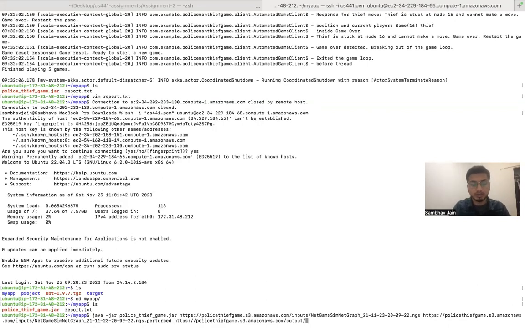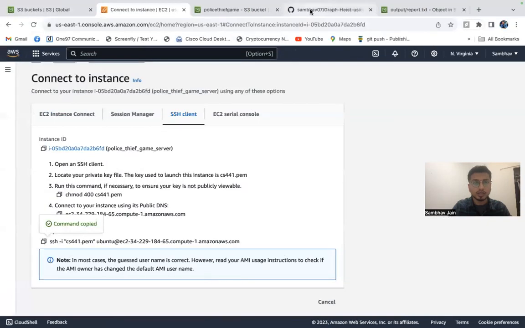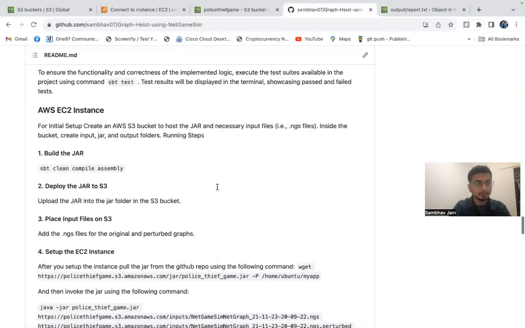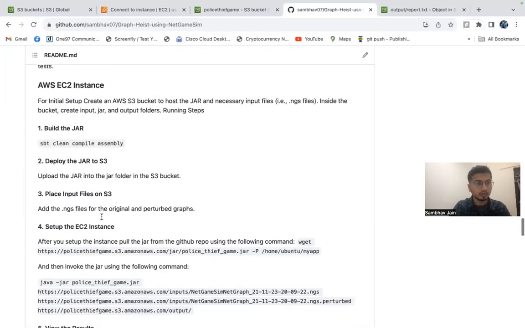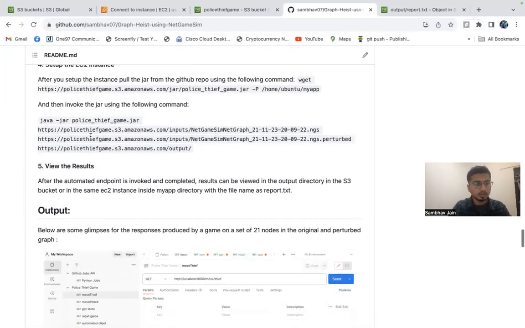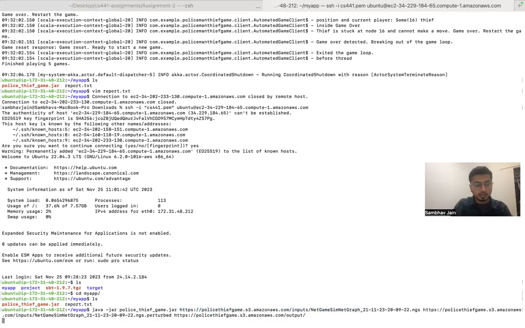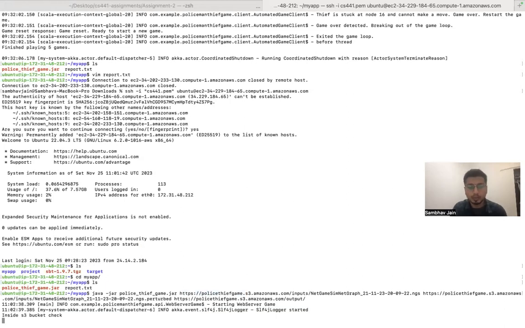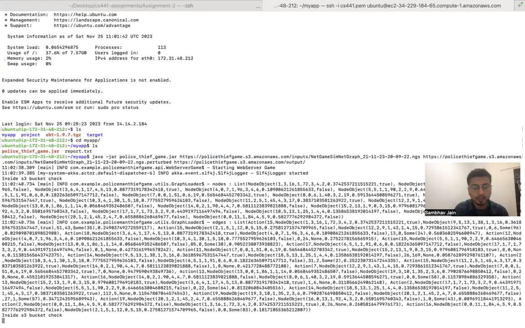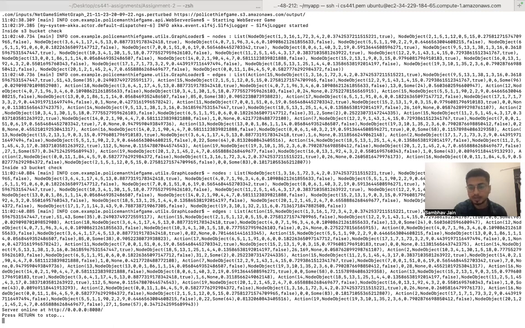So I have this command, java -jar. I've already mentioned this command in my readme, in case we are running this jar on an EC2 instance. So I have the arguments here. I'm giving the path of my S3 bucket where we have the .ngs files for original and for perturbed. I'm also creating report.txt here, since we have already been doing the report creation and the results creation in the S3 bucket. So our server is up.